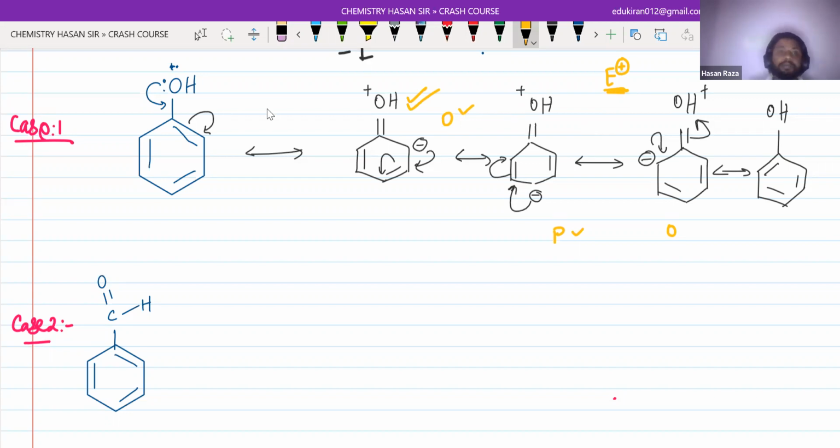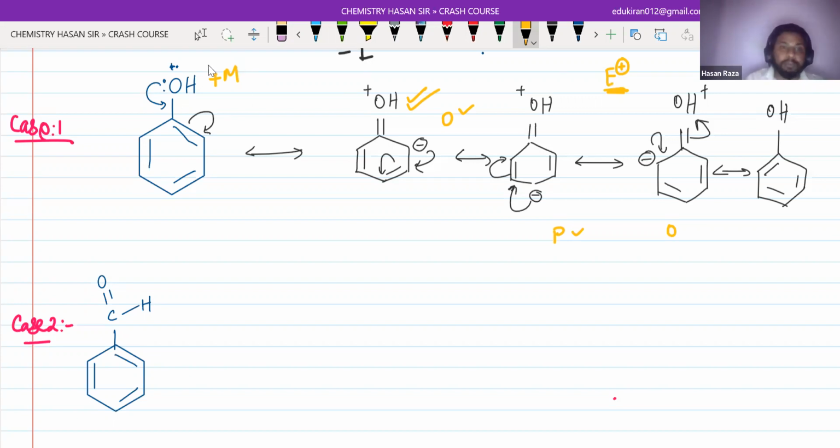And that's why this plus M group will be known as ortho-para directing, because due to this plus M, there is negative charge on ortho and para, and on meta this is neutral. So on which position will this electrophile want to attack? Ortho and para. That's why plus M is also known as ortho-para directing.